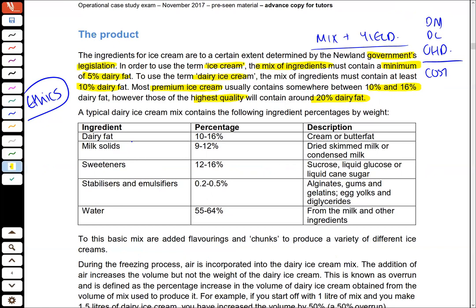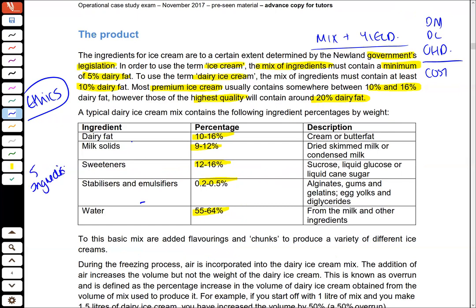We've then got information about a typical dairy ice cream mix containing the following ingredients by weight. So as we said, we've got dairy fat of 10 to 16%, milk solids, sweeteners, stabilisers, emulsifiers, and water. So from a mix and yield point of view, if you use more of the water, what's going to happen? You're going to get a favourable mix variance, but from a yield point of view, your output will look different. So we've got 5 key ingredients there.